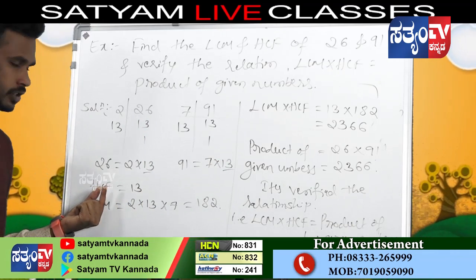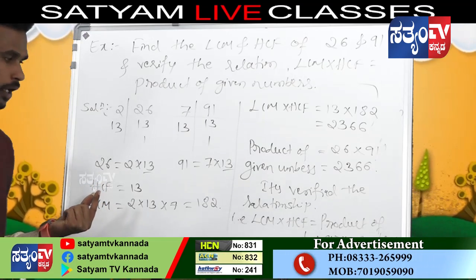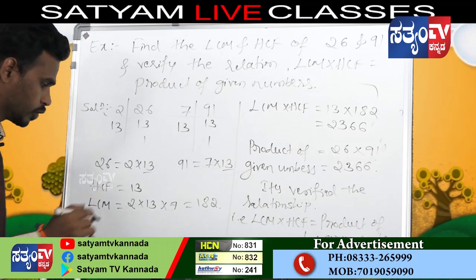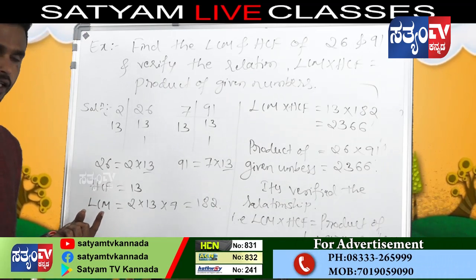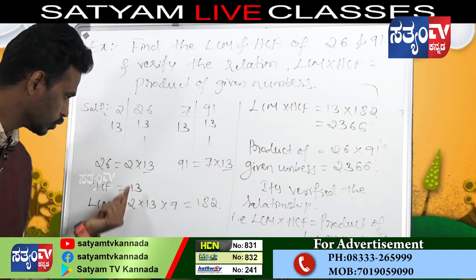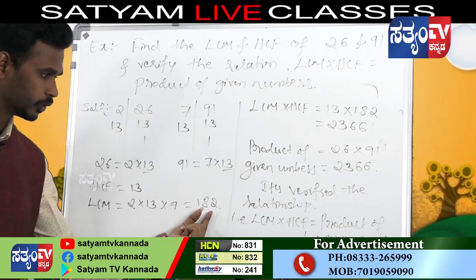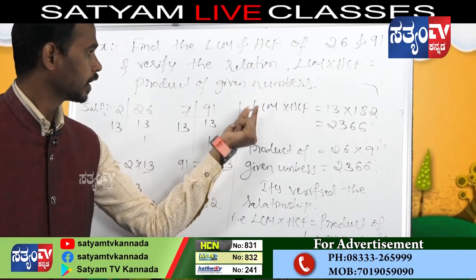So HCF means what? Product of the smallest power of each common prime factor. The common one is 13, so HCF is 13. And LCM is the product of the greatest power of each prime factor. So what is there now? 2, 13, and the remaining is 7. If you multiply, you will get how much? 182.